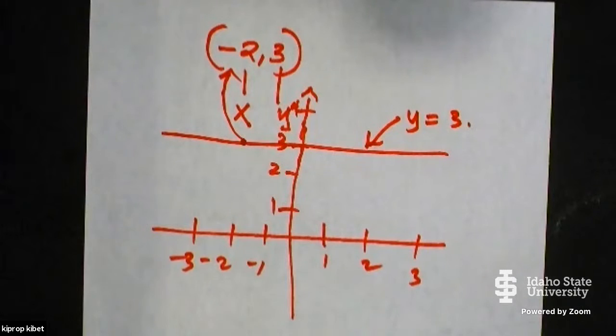What is the equation of the vertical line? X equals -2. Yeah, so the equation of a vertical line is x equals -2.